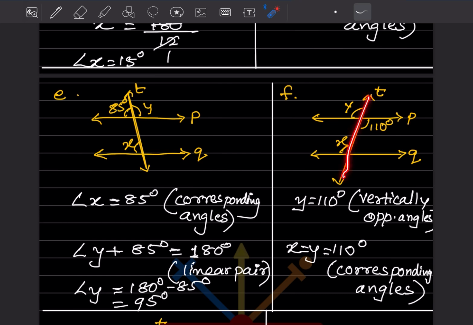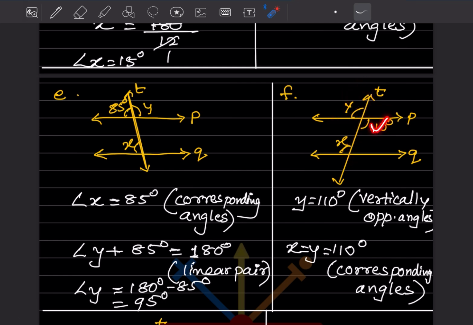Now we will see for this transversal. Now you can see this angle and this one. So this y is going to be 110, because it looks like a cross, that will be this angle and this angle. This is going to be vertically opposite angles. So y is also going to be 110.